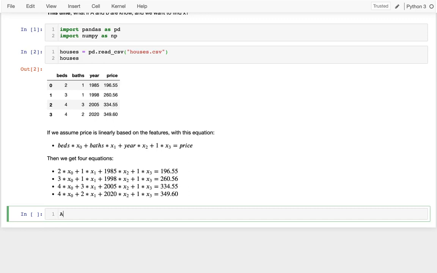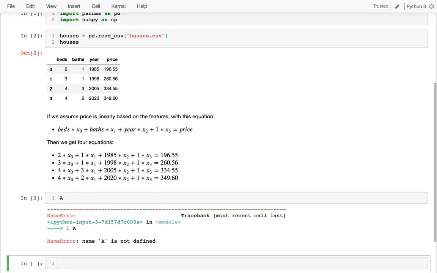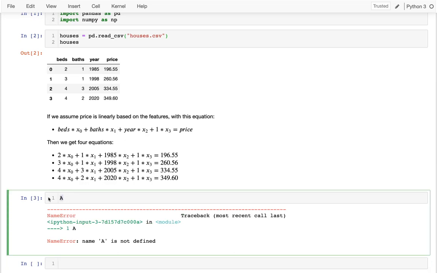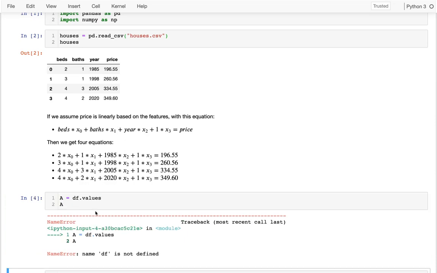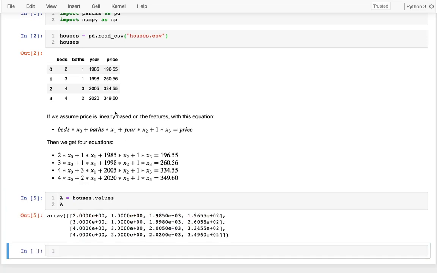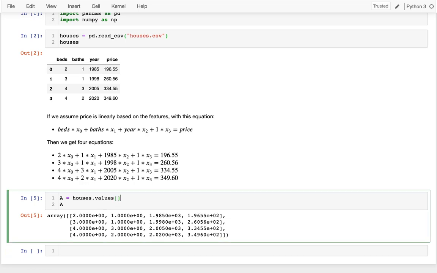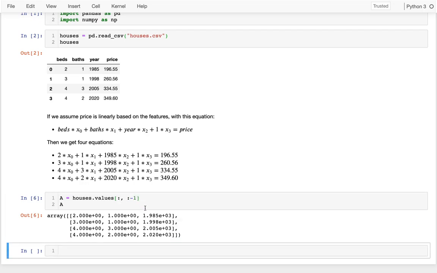I'm going to break this up. So I need to get my A matrix. I'm going to say A equals dataframe.values, and my data frame is called houses. That's not quite right because I have my prices here, and I wanted all the columns except that. I'm going to slice it, so I have my row slice and my column slice separated by a comma. I want all of the rows and all except the last column. So I'm going to do that.